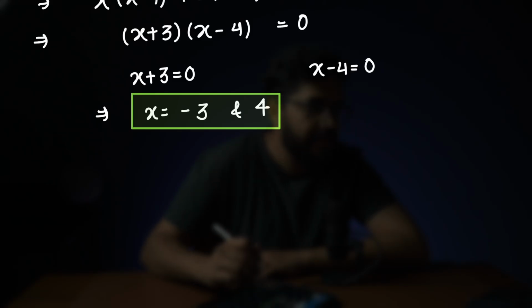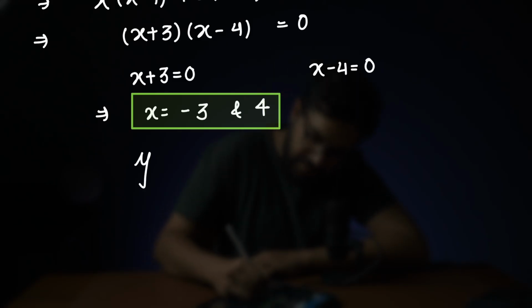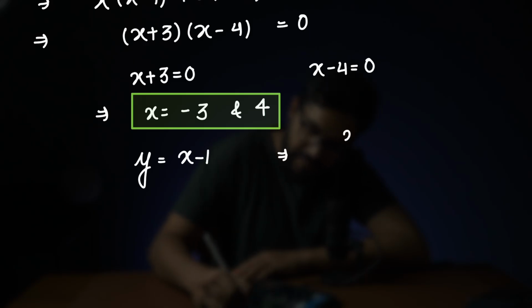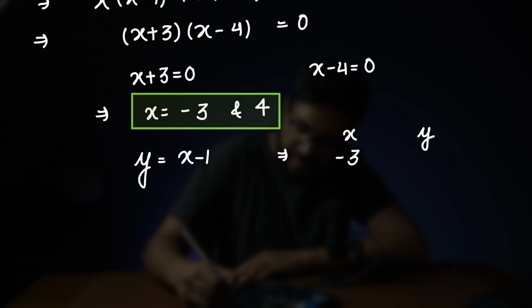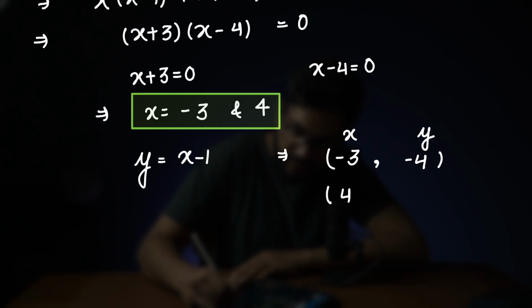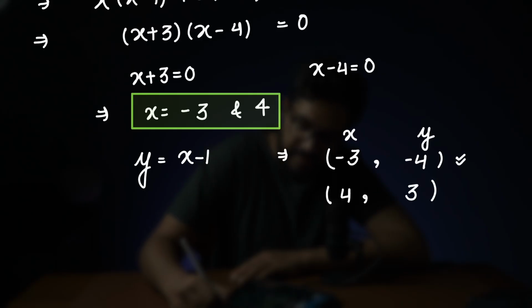So using the linear relationship y is equal to x minus 1, this implies when the value of x is minus 3, then the corresponding value of y is minus 3 minus 1, which gives us minus 4. And when x is 4, 4 minus 1 gives us 3, so (4, 3) is the second coordinate pair.